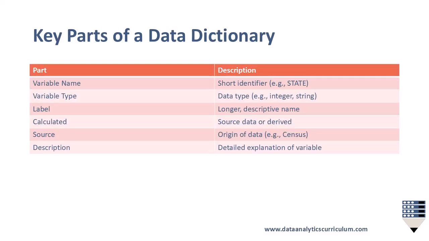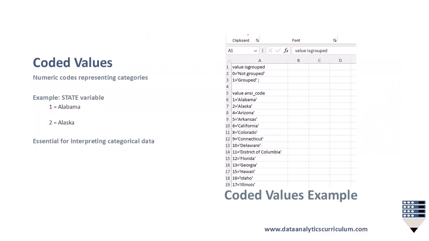Key parts of a data dictionary. Most data dictionaries include a few common elements such as variable type and name, label of the data field, whether calculations have been performed, the source and description of the data. Let's look at a few of these in more detail.